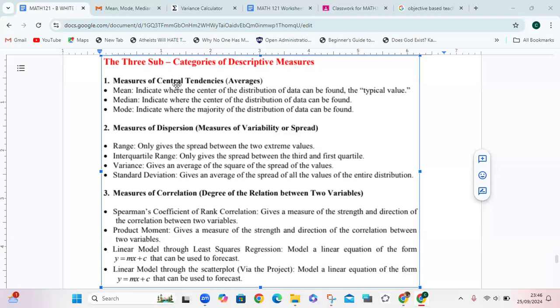Now you have the measures of dispersion, which measures how different the values are amongst each other. And then you've got the measures of correlation, giving you the strength of how related two variables are among themselves.